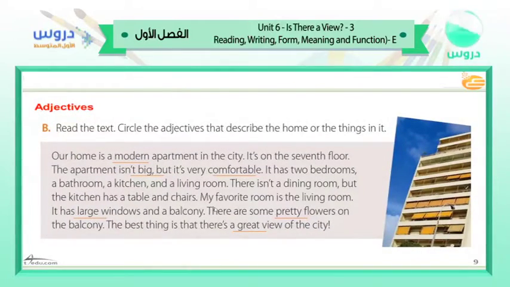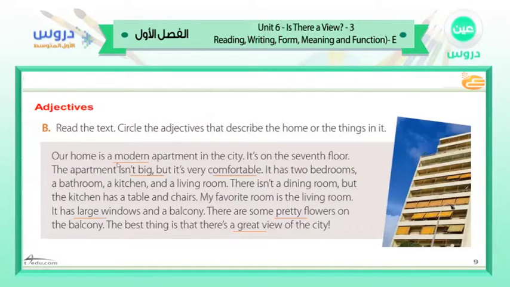Here we have, gentlemen, adjectives. Read the text, circle the adjectives, describe the home or the things in it. As you see this building, we have here some passage about it. Let's read it with each other and see the adjectives. We have here many adjectives. I want you to take a piece of paper and jot down all the adjectives we have to show you here.